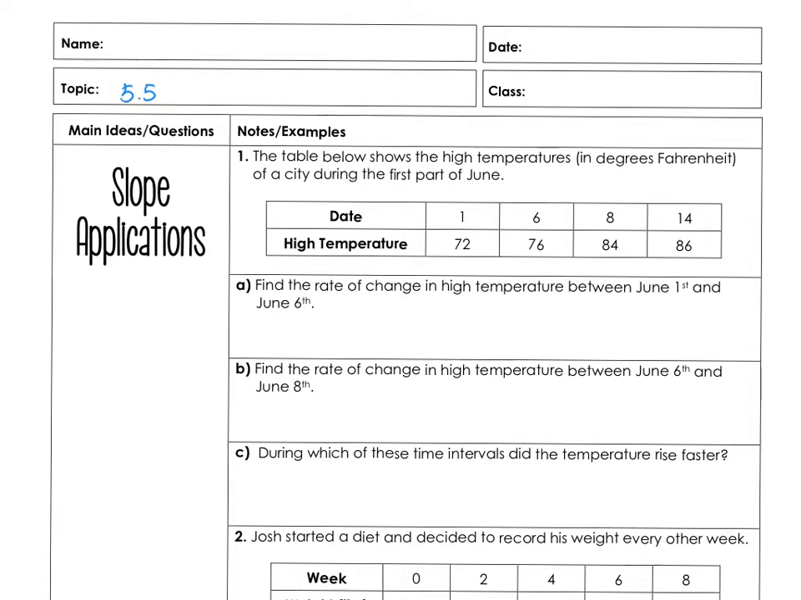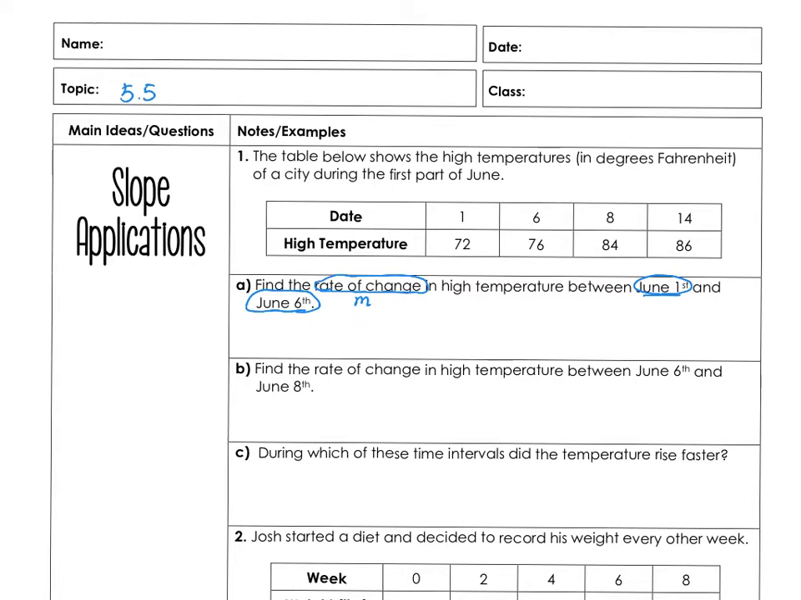So let's look at the example here. The table below shows the high temperatures in degrees of a city during the first part of June. So June 1st, June 6th, June 8th, and June 14th, and the temperatures that you've got down there. Now, A, find the rate of change. Rate of change, we know it's slope, so label that: high temperature between June 1st and June 6th. Notice that I highlighted or circled important words and I translated, right?